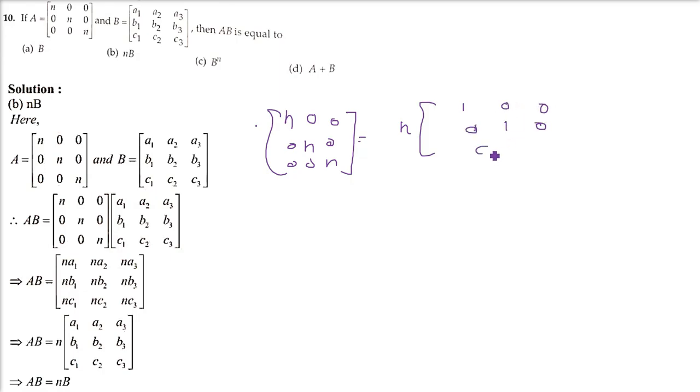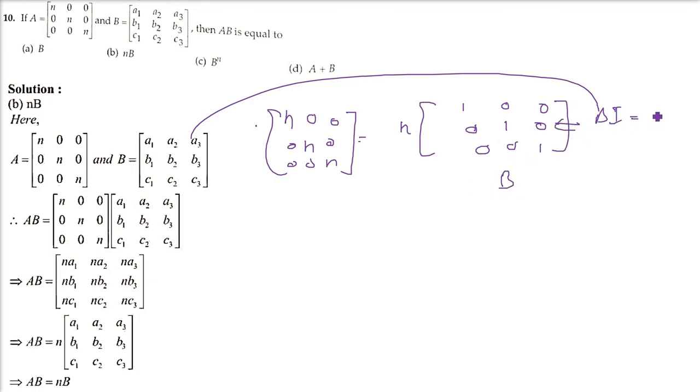This is a scalar multiplication. Now take the B matrix, multiply. The identity matrix with any matrix will give the same matrix B. n into B, that will be the scalar multiplication. So n into B will come. Okay. So everything will be multiplied by n. Right? n into B is the answer.